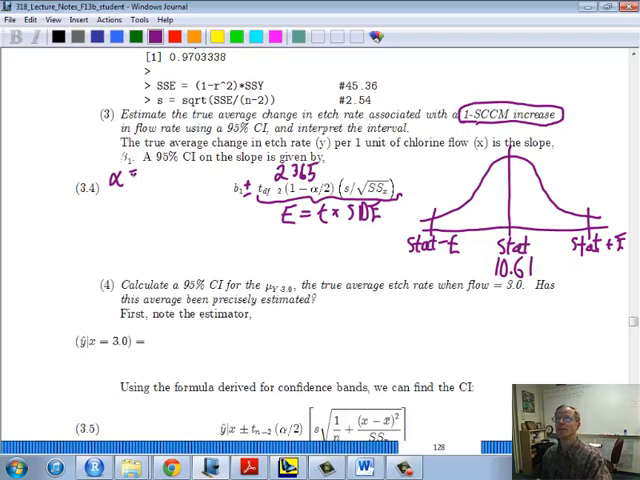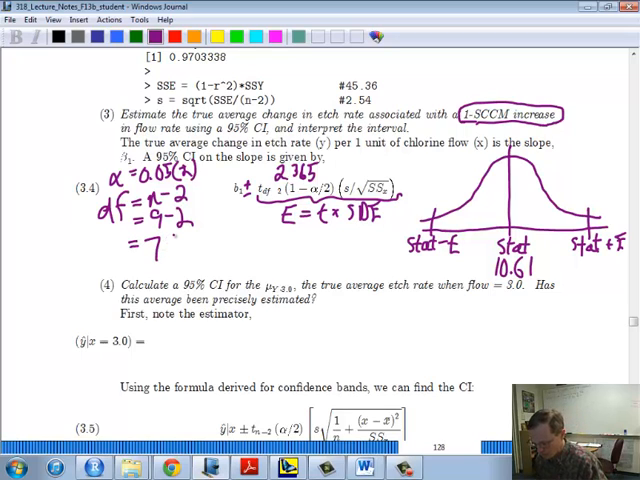And the t-statistic for that, we'll look it up on the table, turns out to be 2.365. Alpha is 5%, and we're using a 2 for two-tailed. And the degrees of freedom that we're using here is n minus 2. So again, that's going to be 9 minus 2, which is 7. So it should be pretty straightforward.